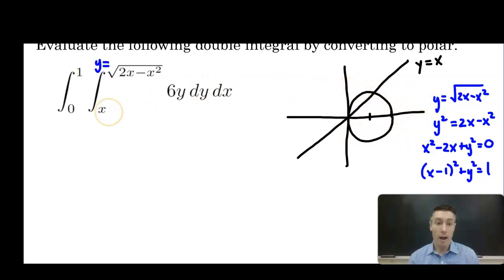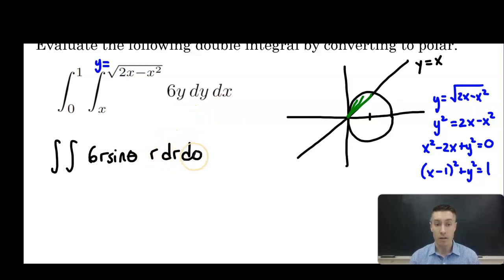And the region, if y goes from x to the square root of 2x minus x squared, as a type 1 region, we draw our vertical lines in this little region up here. Now we're going to define this in terms of polar, so I'm going to start at the pole or the origin and cover that region working outwards. Okay, so let's start the process of converting this to polar. So 6y is 6r sine theta, and then dy dx is the dA, so in polar that becomes r dr d theta.